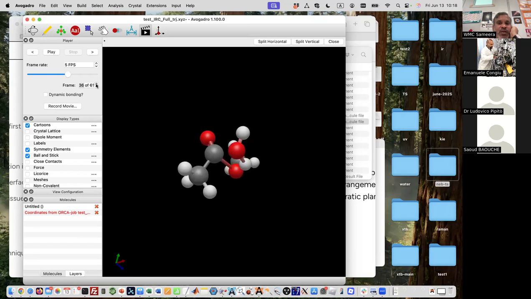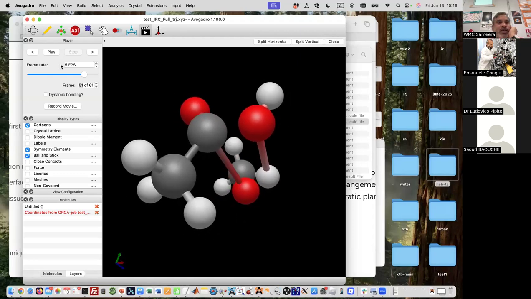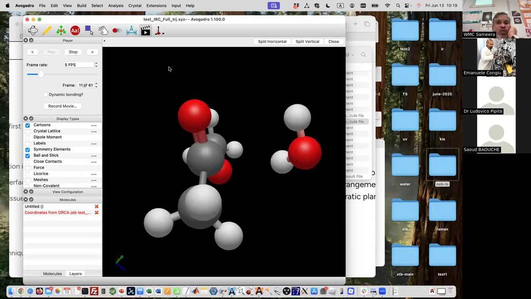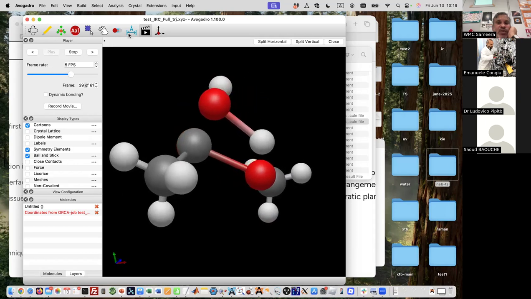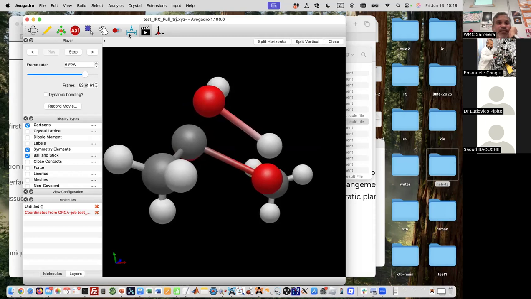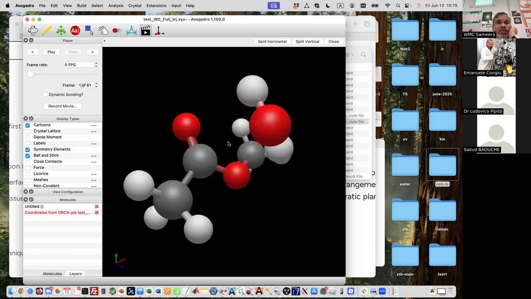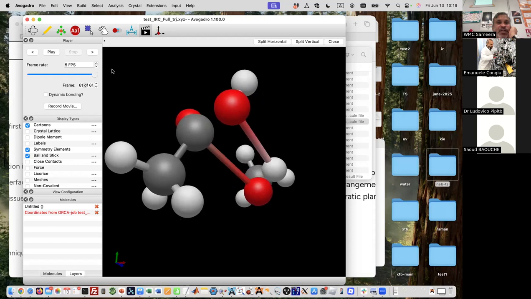If you run this, you can see the full IRC path, what's really happening during the IRC. So this is our reactant side, and if you play it, you can see how a molecule approaches this molecule and reacts. So this is very beautiful. Okay, now in here, this is our reactant side of the minimum energy path, and this is the product side.